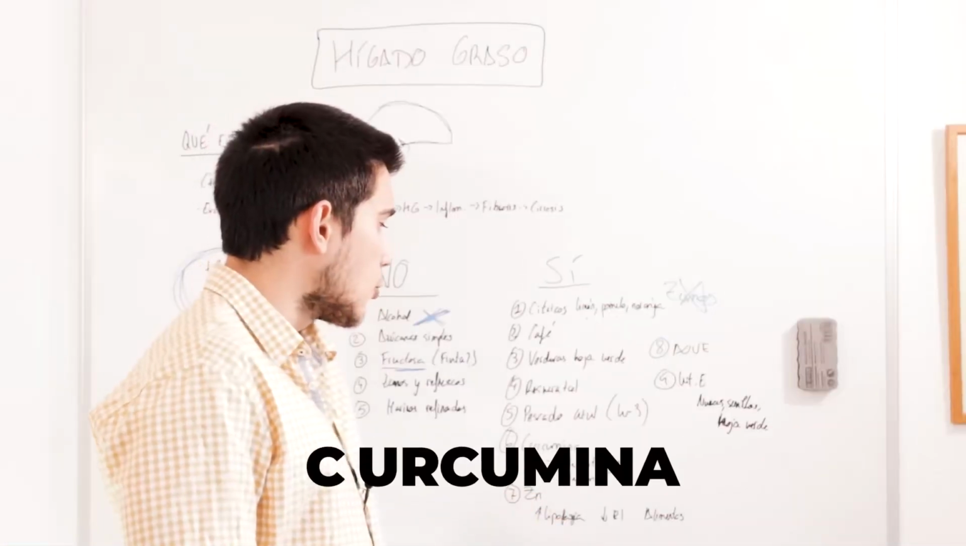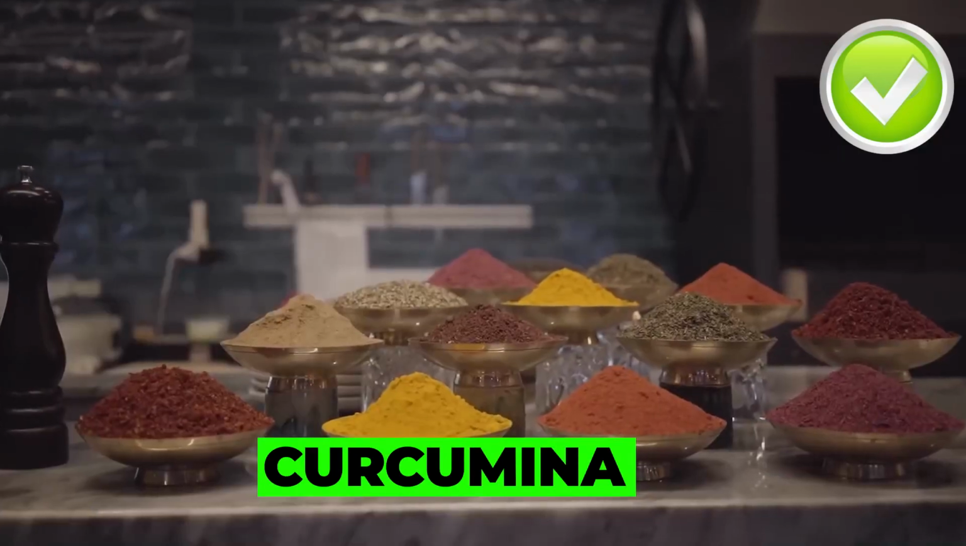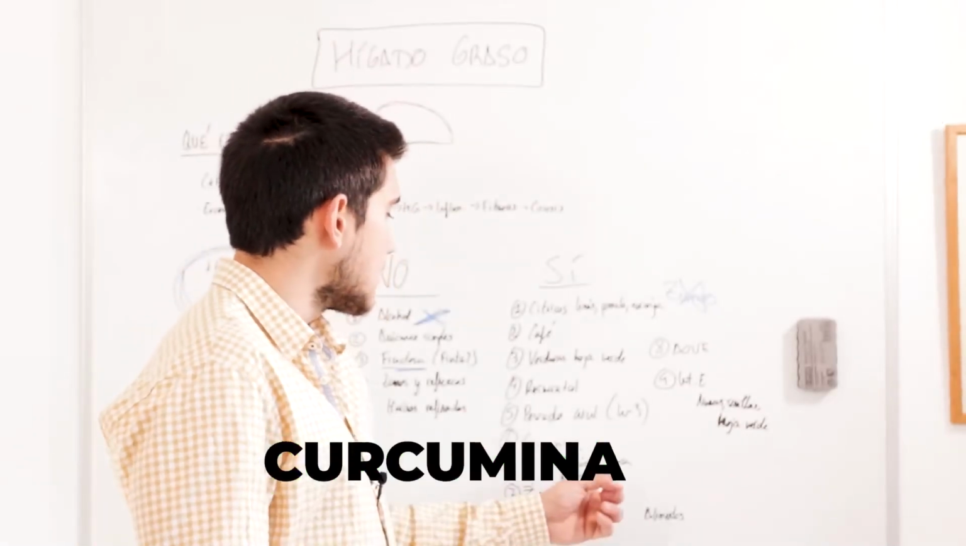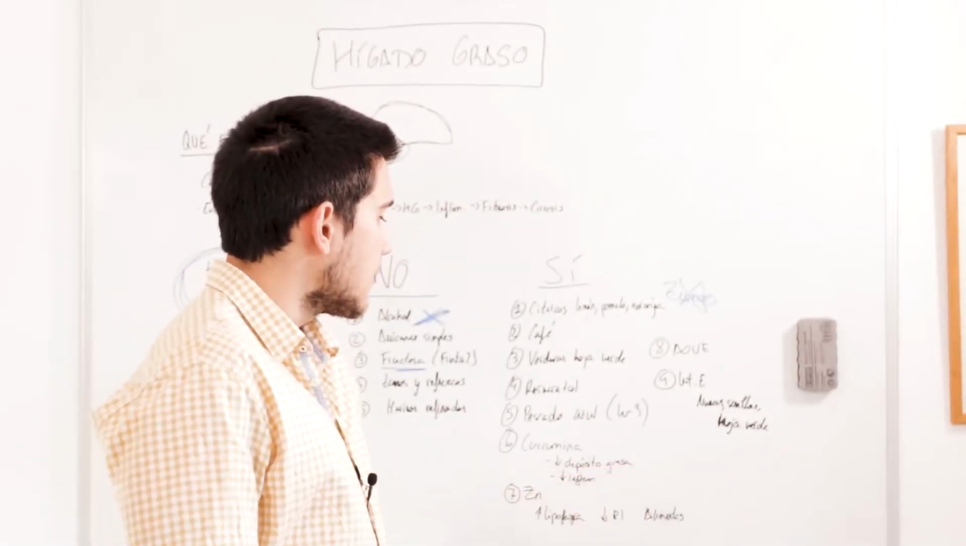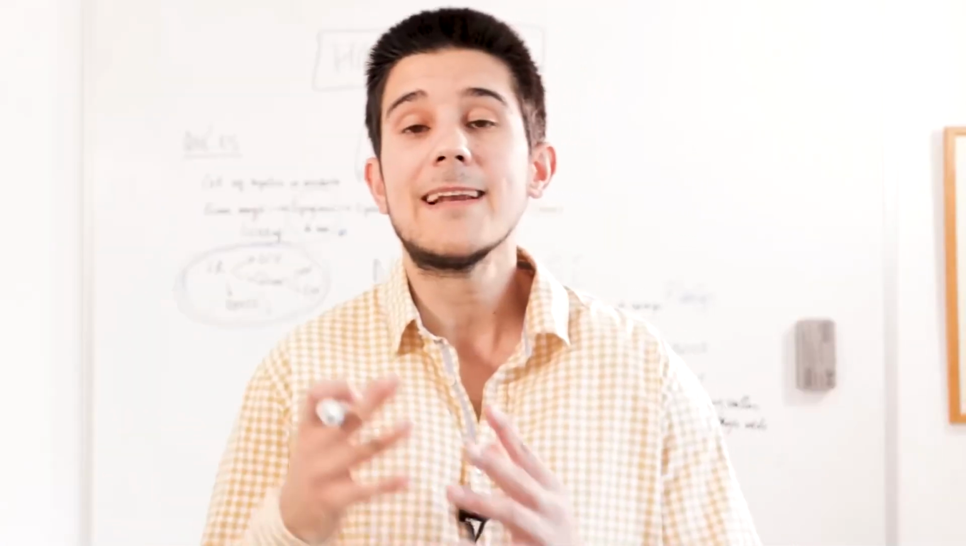The sixth point is curcumin. Curcumin present in the spice turmeric. I have several videos talking about it, as it reduces inflammation, is a powerful anti-inflammatory, and reduces fat deposition in the liver. The seventh point is zinc.